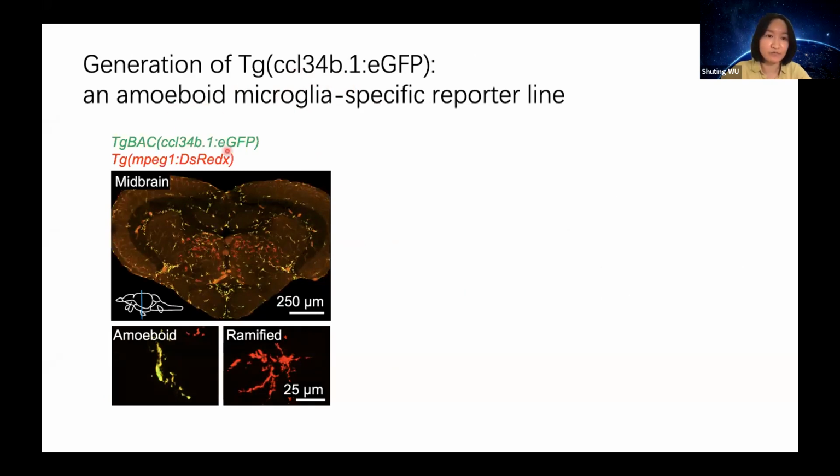So here you can see that we generated a transgenic line with the CCL34-beta1 driving the expression of the eGFP, while at the same time we use the MPEG-1 that's red to mark all the microglia in the brain. And here you can see that the GFP was expressed in this widely distributed amoeboid-shaped microglia, but it was negative in this ramified microglia that was enriched in the middle of the midbrain, so indicating that the CCL34-beta1 was specifically expressed by the amoeboid microglia.